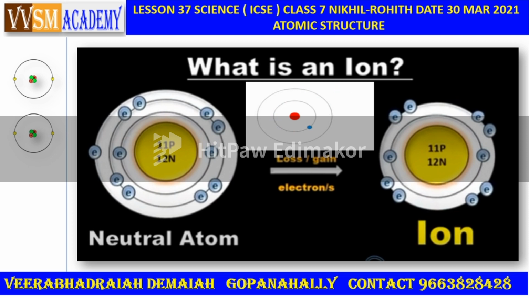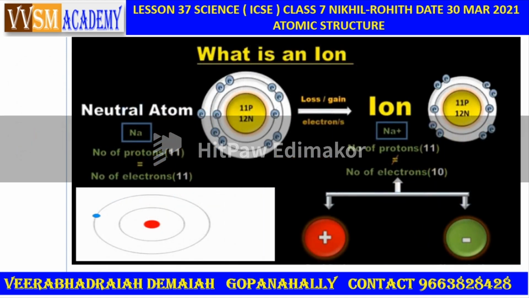Loss of electron, a neutral atom will be positively charged, and gain of electron, the same neutral atom will be negatively charged. It all depends upon the number of electrons lost or gained during the chemical reaction. That leads to the study of ions. Now today I would like to discuss what is an ion. An ion is a charged particle, my dear friends.